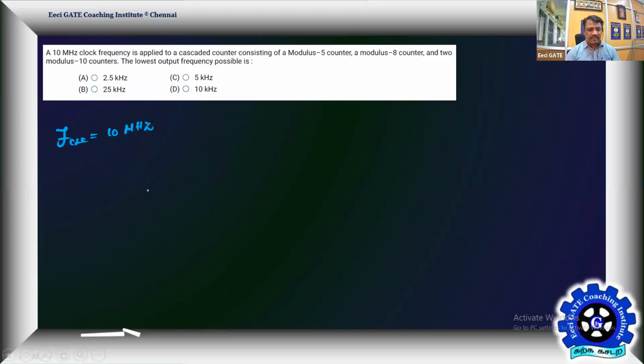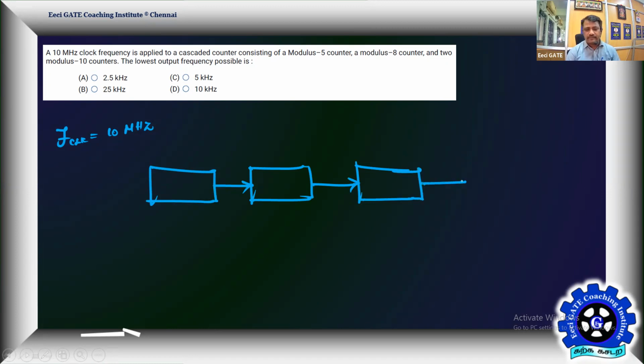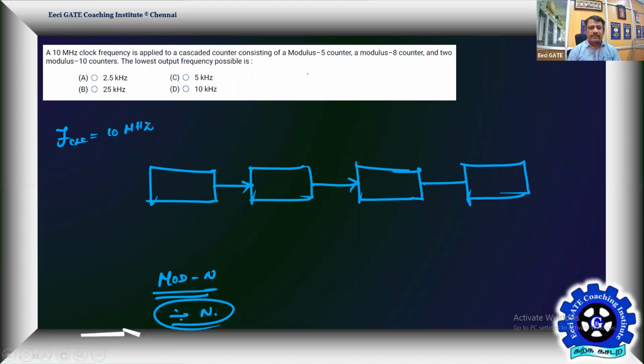So let me take this in order. One feeding the other is a cascade strategy. Let me take 4 cascaded counters. A mod n counter can also be given as a divide by n counter. It is given as a mod 5 counter, so the first one is a divide by 5 counter. The output will be taken from the MSB bit, which will for sure be divided by 5.